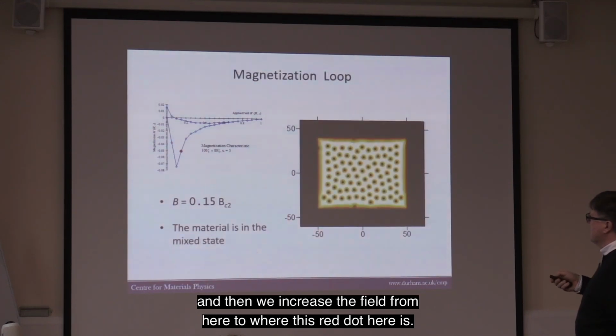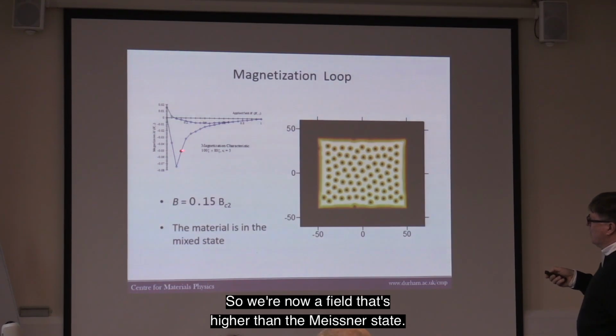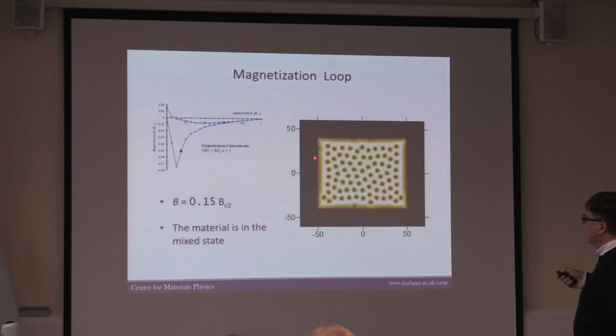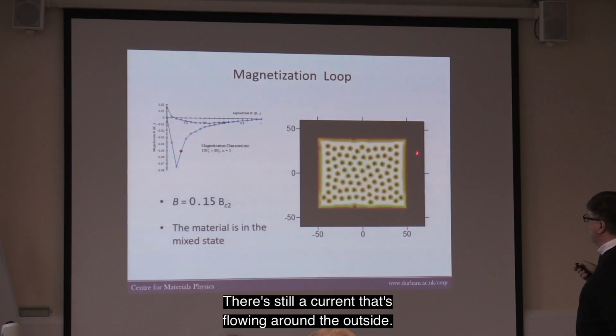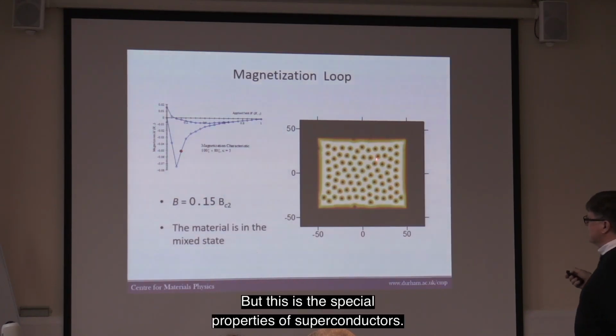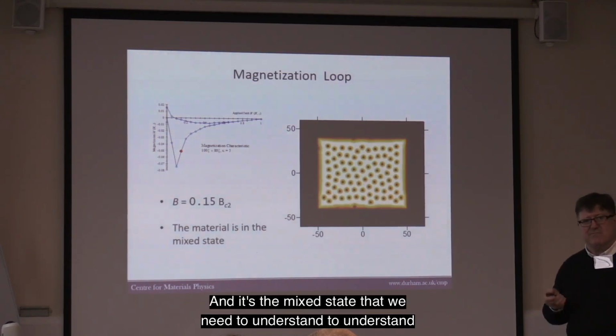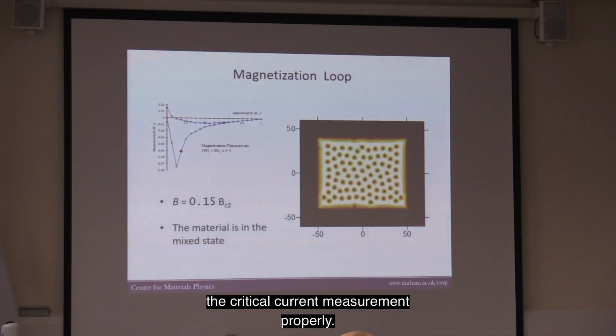And then we increase the field from here to where this red dot is. So we're now at a field that's higher than the Meissner state. There's still a current flowing around the outside, but this is the special property of superconductors, the mixed state, that we need to understand the critical current measurement properly.